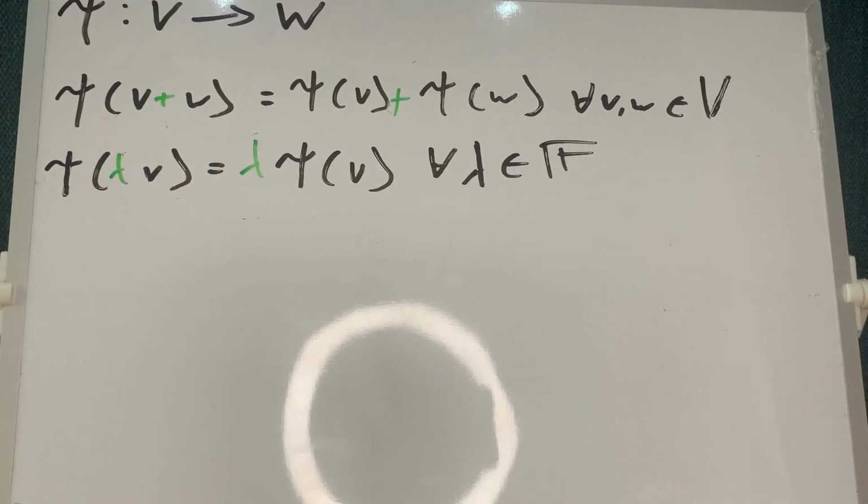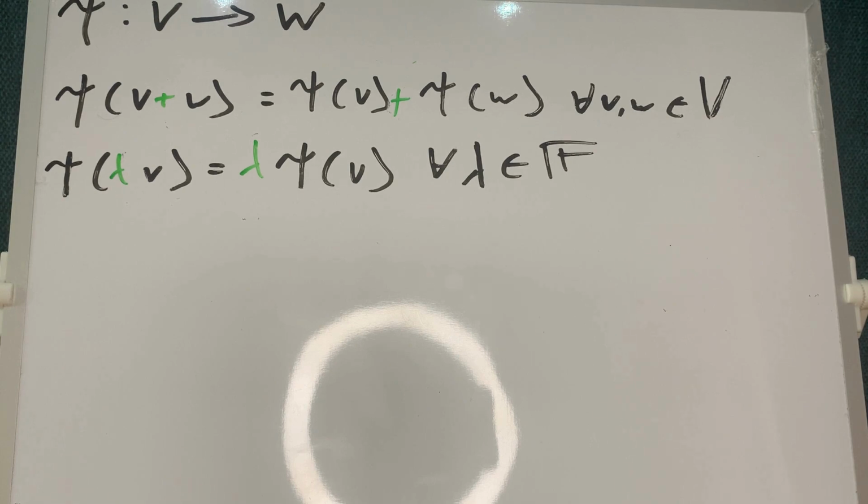Okay, so linear maps. What even are linear maps? I don't know, but we're going to figure it out today. A linear map is a function from one vector space to another. We're calling our vector spaces V and W, but you can call them whatever you want.